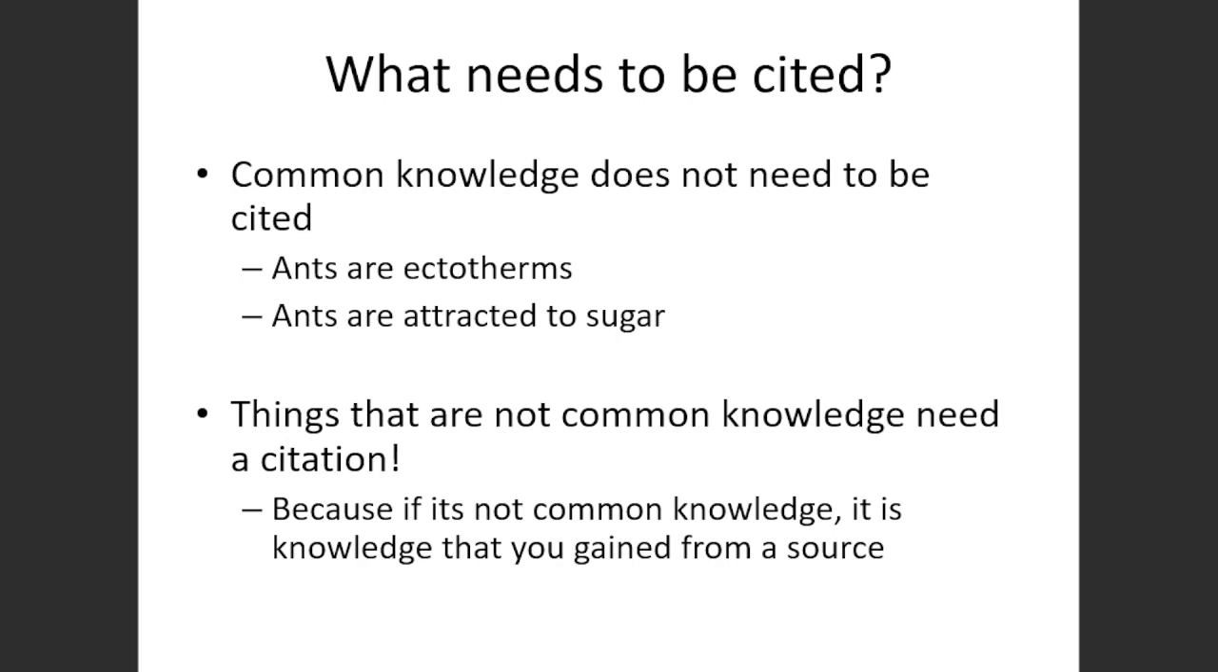What needs to be cited? So common knowledge does not need to be cited. So such as ants are ectotherms or ants are attracted to sugar, that does not need to be cited. But things that aren't common knowledge do need to be cited, such as optimal foraging theory. The definition of that's not common knowledge. It will need to be cited, ideally from the original source that came up with that theory, somewhere around the 1950s.